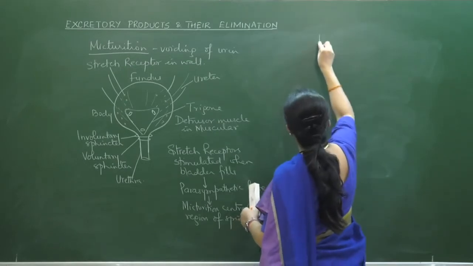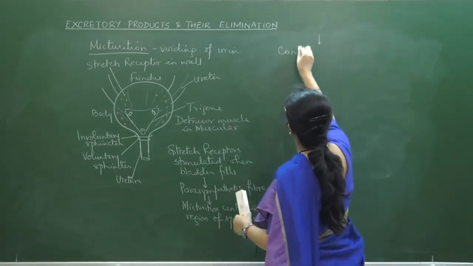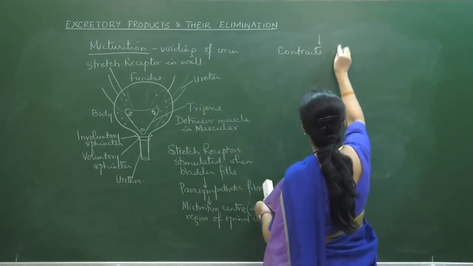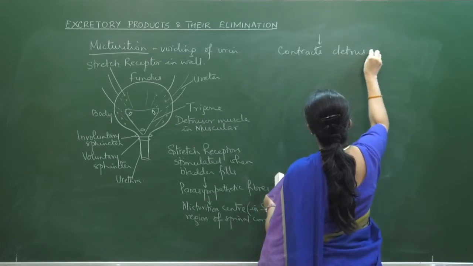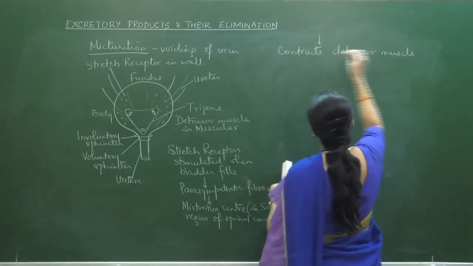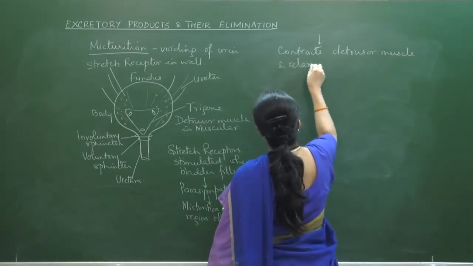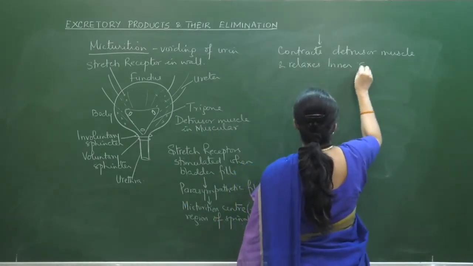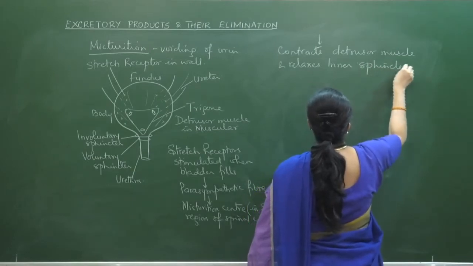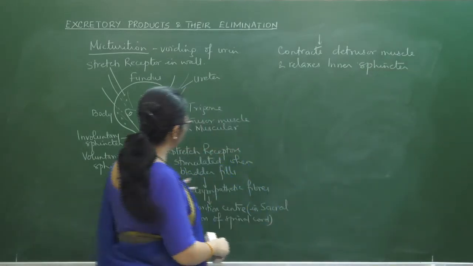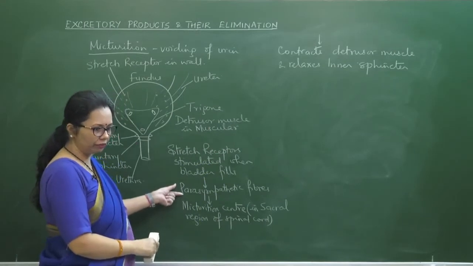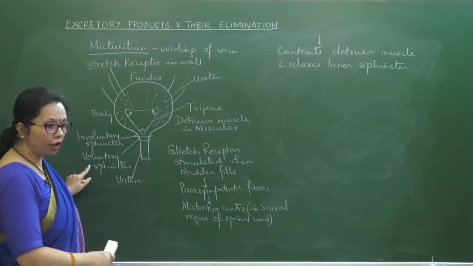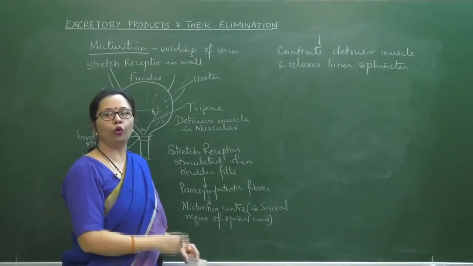This one contracts the detrusor muscles. It sends commands for contraction of the detrusor muscle, contracts the detrusor muscle and relaxes the involuntary sphincter, the inner sphincter. Now these two things are under the control of the parasympathetic nervous system, but the external sphincter, which is the voluntary one, is controlled from the cerebrum.